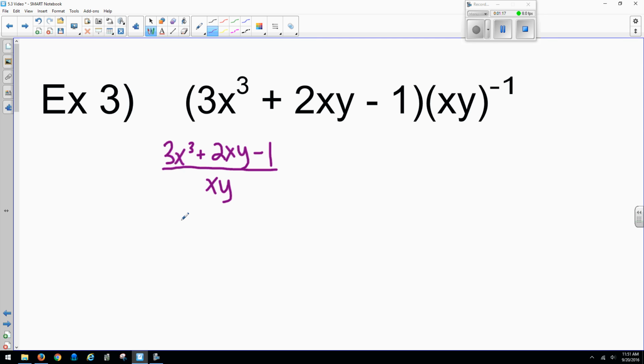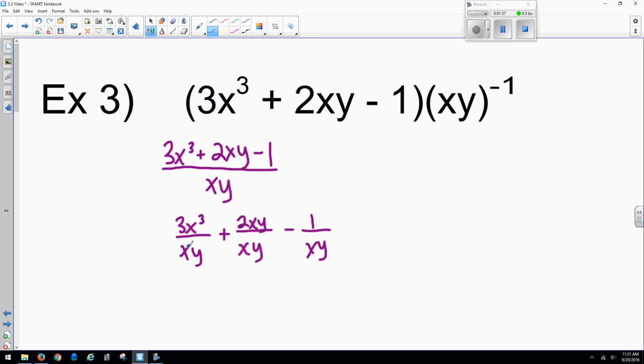Just take the extra time to do this. Try not to do it all in one step because then things get missed. So I have 3x cubed over xy plus 2xy over xy minus 1 over xy.